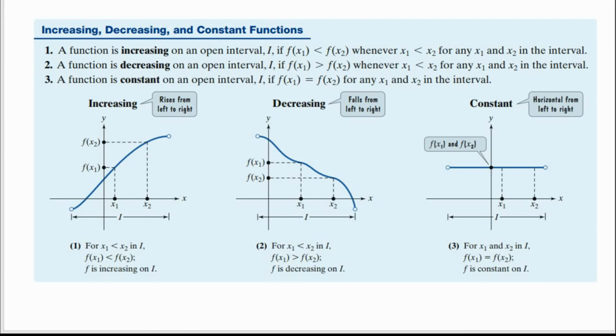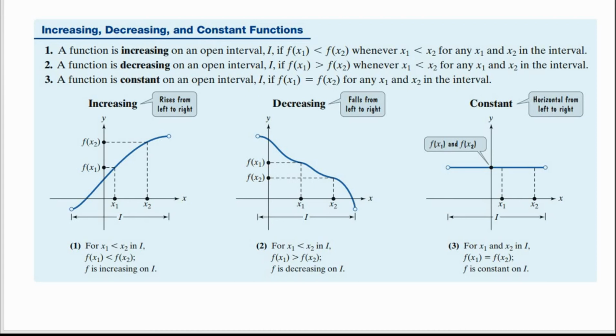If a function at a value x1 is less whenever x1 is less than x2. So here's just the idea. If I have an x1 on the graph and then an x2, so x1 is less than x2, does that also imply that the corresponding function values are also in that regard? x1 less than x2? Does that imply that f of x1 is less than f of x2? Well, if that's the case, then the function is going up.